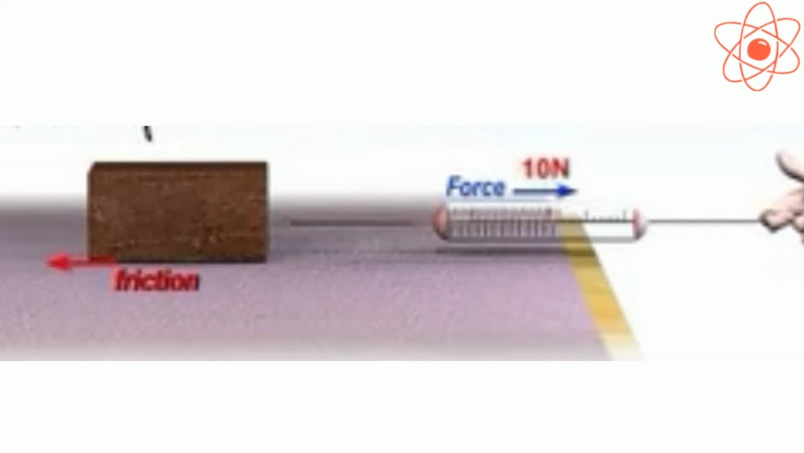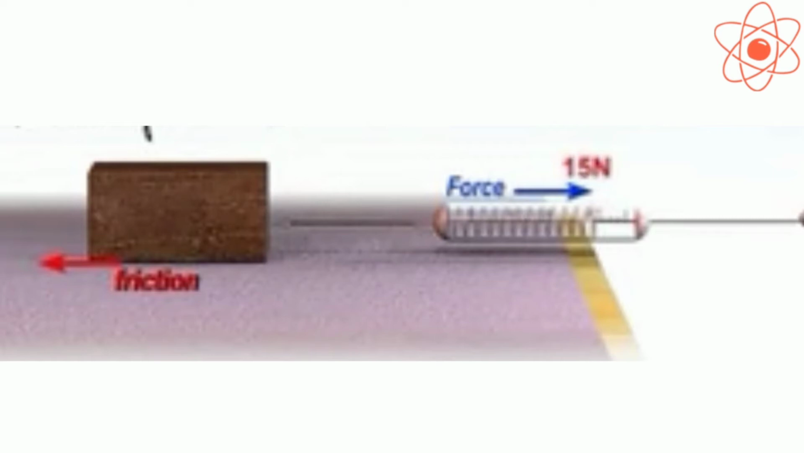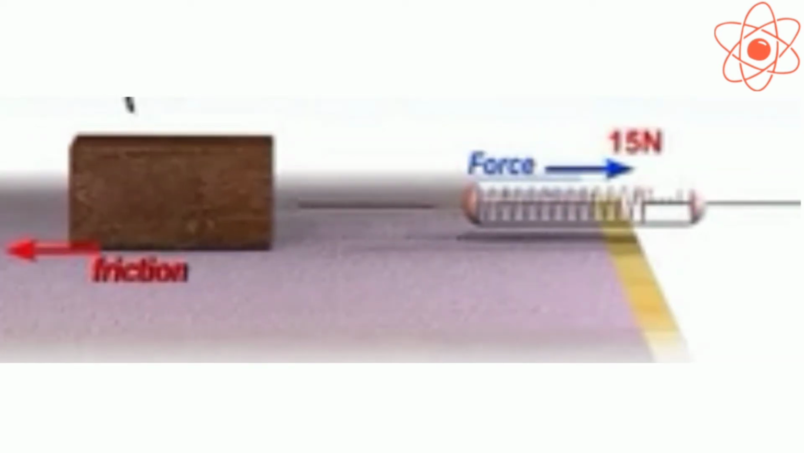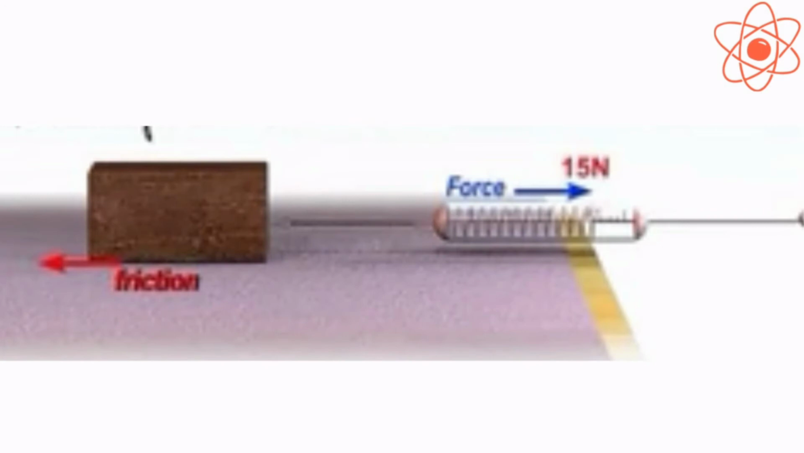Now again increase the force further from 10 Newton to 15 Newton. You will observe that the wooden block just starts moving over the table. This maximum value of static friction, which acts when the body is just at the verge of sliding on the surface, is called the limiting friction.